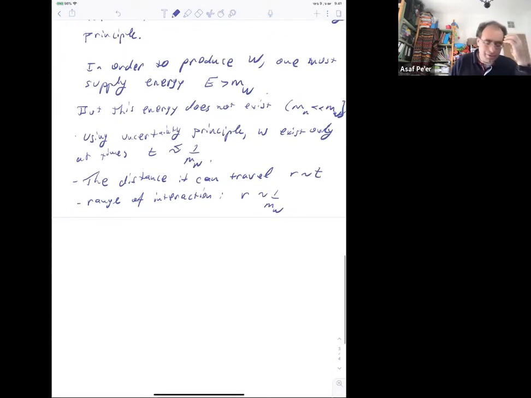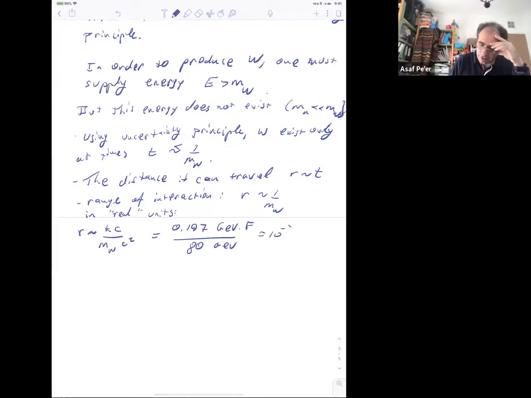Now, if we write down this in meters, with what we know today as the known mass of the W, the radius in real units, C over MWC squared, is, from what we saw at the beginning, roughly 0.9 GeV times Fermi divided by 80 GeV, which is equal to 10 to the minus 3 Fermi, or 10 to the minus 18 meters. It's not surprising, the size of the kernel.